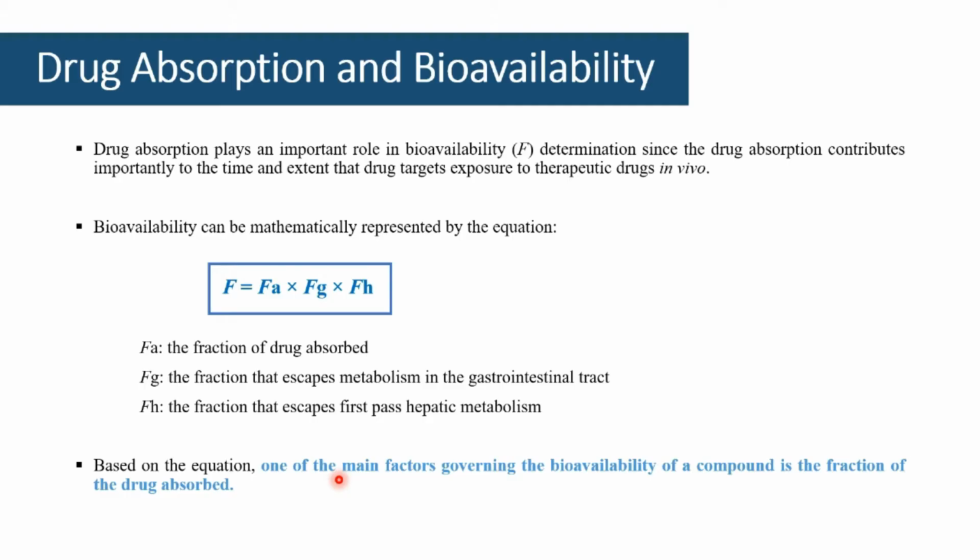So bioavailability can be mathematically represented by the equation here. F is bioavailability, equal to Fa multiplied by Fg multiplied by Fh, where Fa is the fraction of drug absorbed, Fg is the fraction that escapes metabolism in the gastrointestinal tract, and Fh is the fraction that escapes first pass hepatic metabolism. So, based on the equation, one of the main factors governing the bioavailability of a drug is the fraction of the drug absorbed.